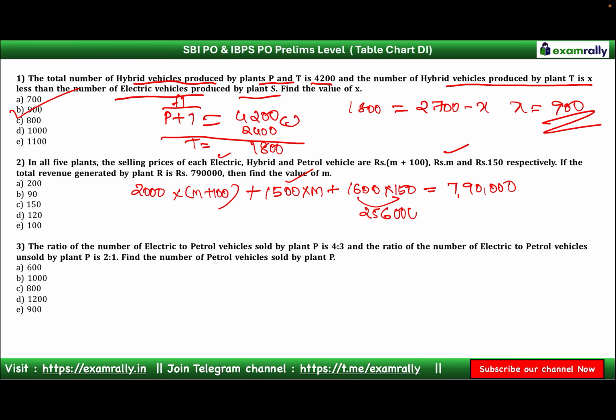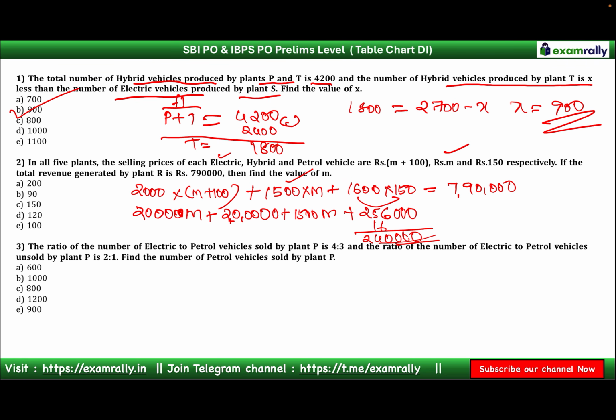So 1, 2, 3 you will get, and from that you have to deduct 160 and 16,000. If deducting means 2,40,000 you will get. Okay, this 2,40,000, and here how much you will get? 2000 M, not 20,000. 2000 M plus 2000 into 100, that is 2 lakh, plus 1500 M equal to 7,90,000 minus 2,40,000.